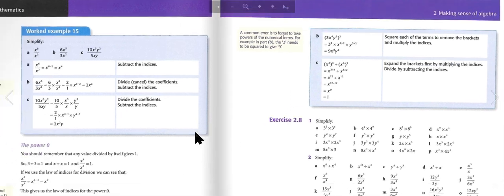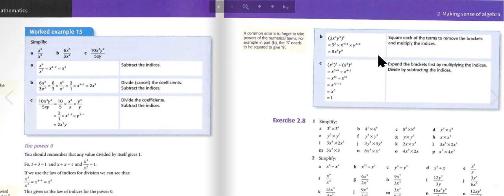For the next expression, you square each of the terms to remove the brackets and multiply the indices after. For expression 3, you expand the brackets first by multiplying the indices, and then divide by subtracting the indices.